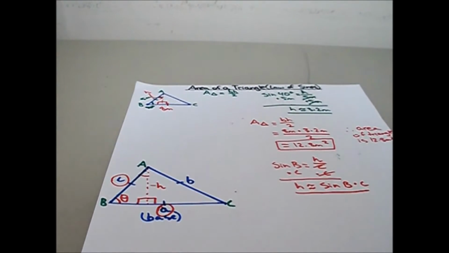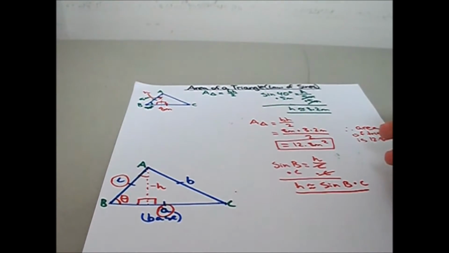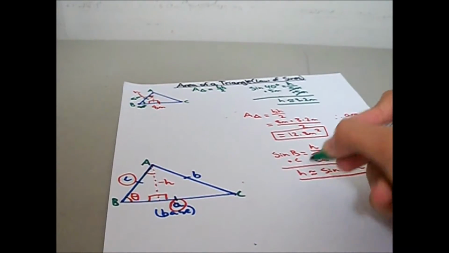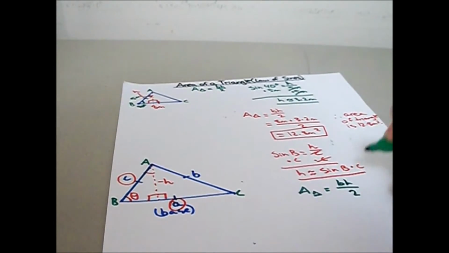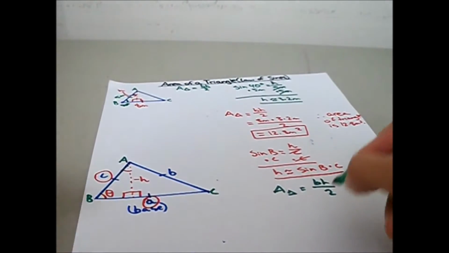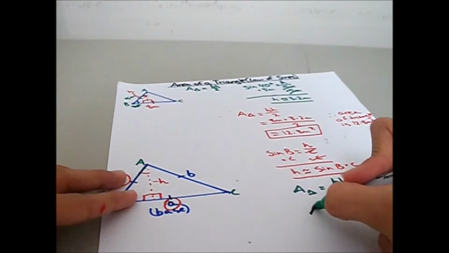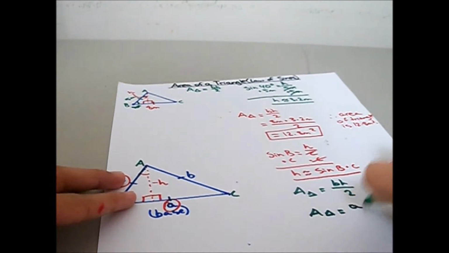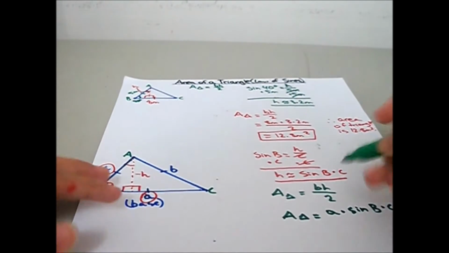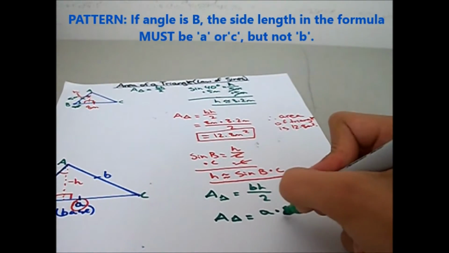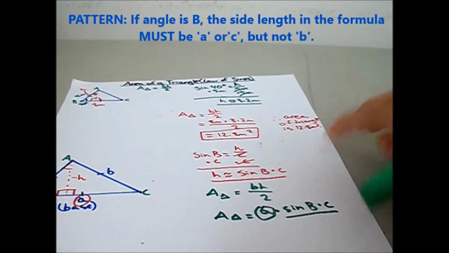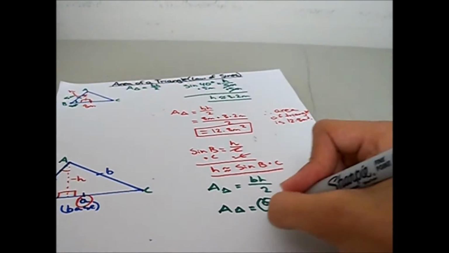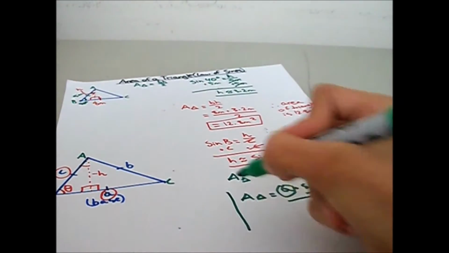And the base is a. So now that we have area of a triangle equals base times height divided by 2, we can substitute. So the base is a once more. So we're going to write a times sine of B times c. So this portion over here is your height, and the circled portion over here is the base. Then we divide it by 2. And that's our entire formula.